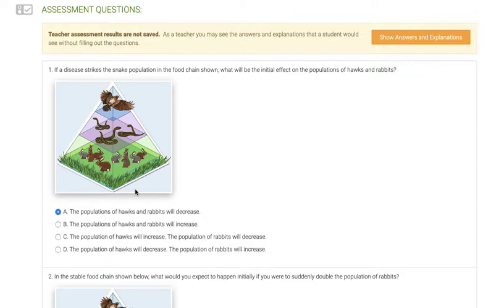Now, I don't expect you to know the answer right away, so it's really important that you read the question carefully and then go back to the gizmo and play with it to answer the question. That's the whole point of the gizmo being there: we use it to answer the questions below. We don't just randomly pick one or guess. It says again, if the disease strikes the snake population, so you're looking at the snakes, we're focusing on them.